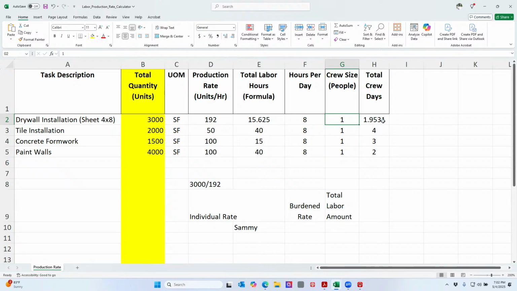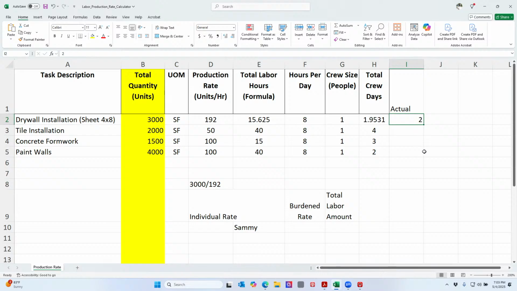2 days. So if I'm pricing this, I'm not going to price it as 1.95 days. I'm going to price it as 2. So I'm going to go ahead and put 2 days. Okay, I'm going to go ahead and call it 2 days, right?